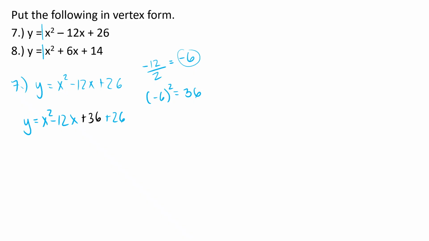But we cannot just add a 36. We would also need to subtract a 36 in order to keep this equation the same as it was before. So if I add in 36, I've got to subtract 36. Then this is my perfect square trinomial. And you could go through the process of factoring, or remember that we saved that. So it will actually be x minus 6 all squared. And then 26 minus 36 is negative 10.